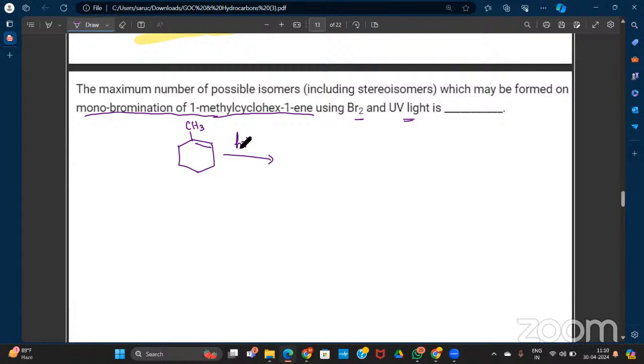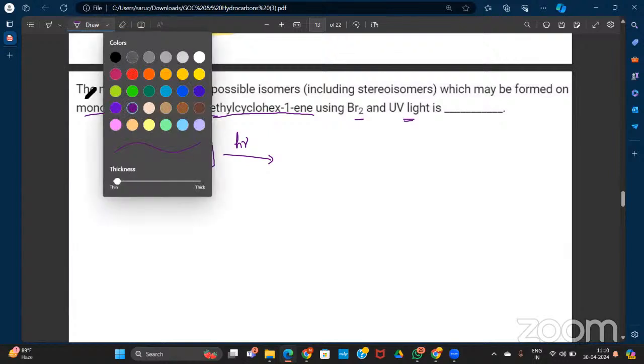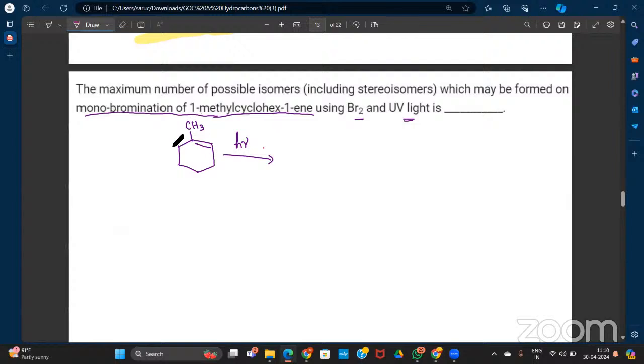And I have told you that to find the maximum number of possible isomers, you have to look at the different environments of hydrogen. How many different environments of hydrogen you have, that many products you will be getting. So can I say like this: you have one different environment, because CH3 is attached to the carbon, and here there is no CH3 at all. So this is one different environment. And here there is no hydrogen at all on this carbon, so no bromination will take place.